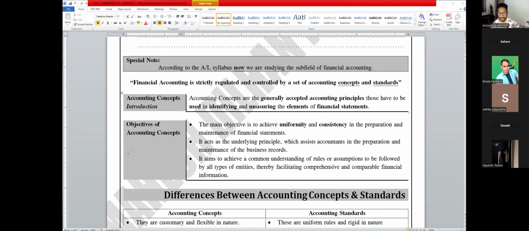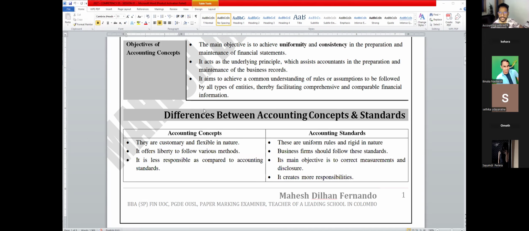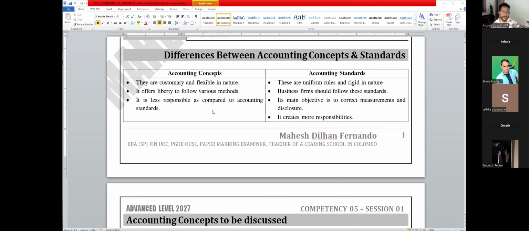Right? Let's continue. Okay, son, listen to this note carefully. Few minutes ago I explained that in financial accounting we have two things. There are two things, right? The first thing is accounting concepts. I spoke about accounting concepts first, and I spoke about another one, accounting standards.